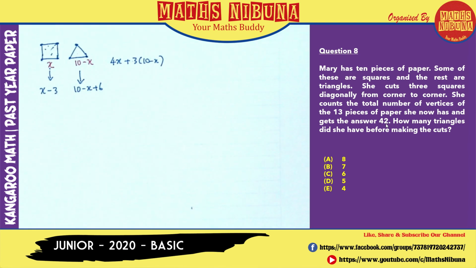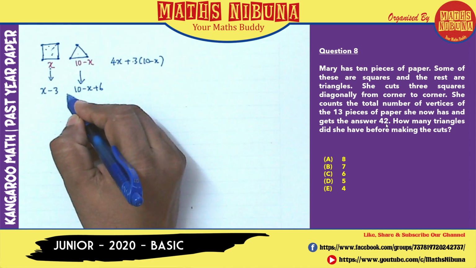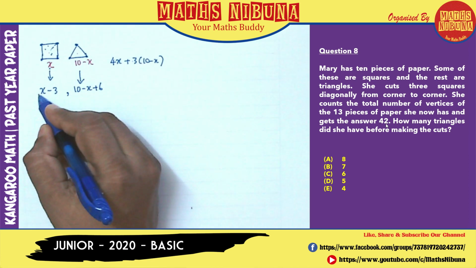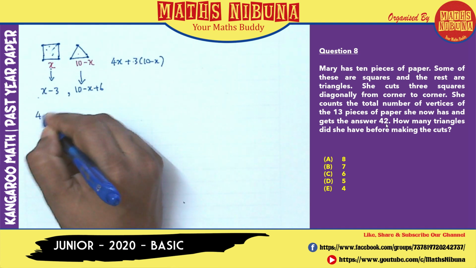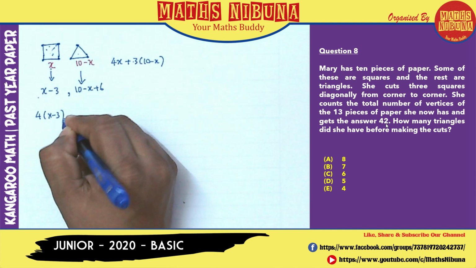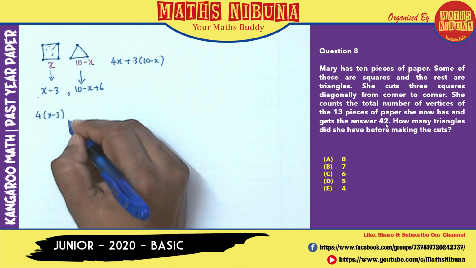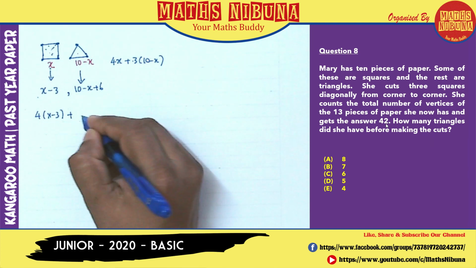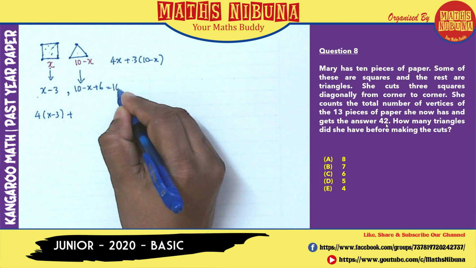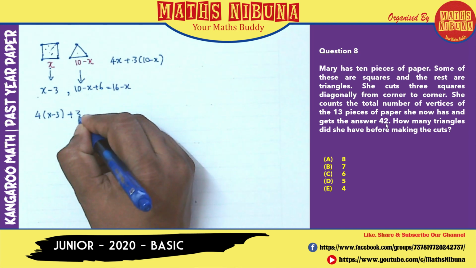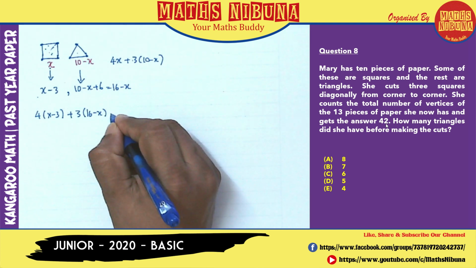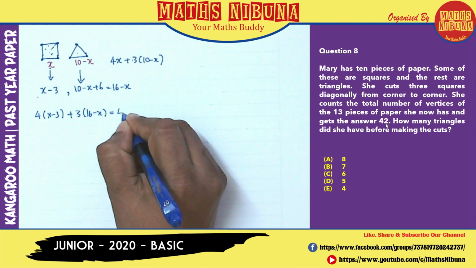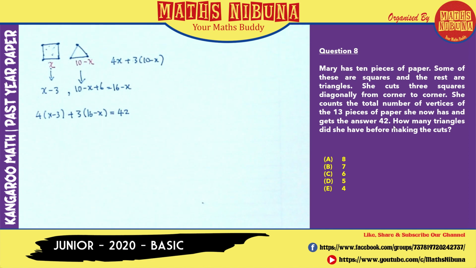Now we look at the vertices. How many vertices does she have? This one has 4 times (x minus 3), the number of vertices in a square, plus here we can say 16 minus x triangles, so 3 times (16 minus x), which is equal to 42. The 42 is given.